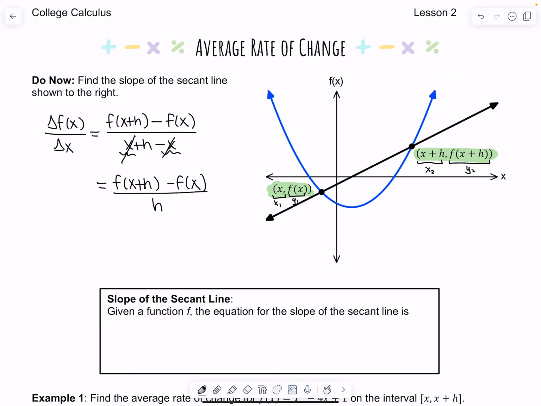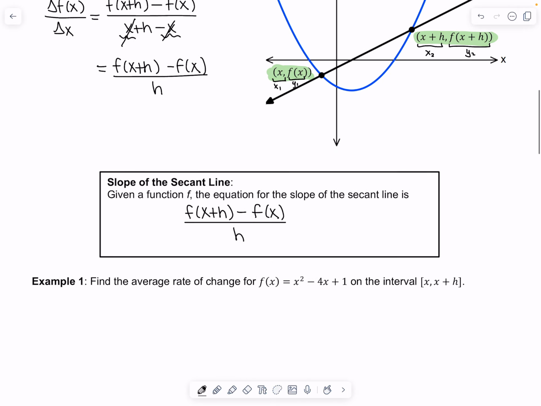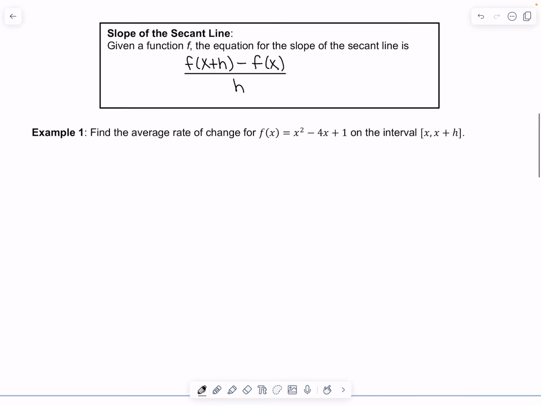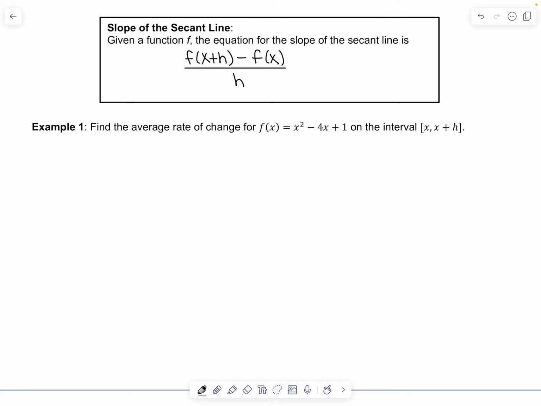So if we want to write it again, this would just be the formula we're going to use when we're asked to find an average rate of change over an interval on a particular function, if the interval is x to x plus h. So now we're going to try number 1 using this idea, slope of the secant line, average rate of change.